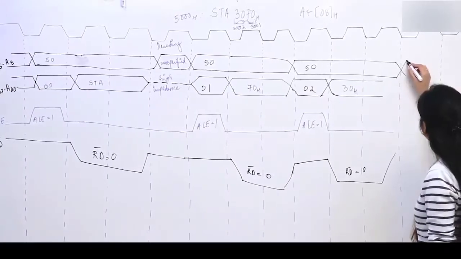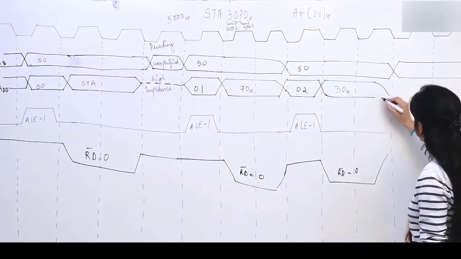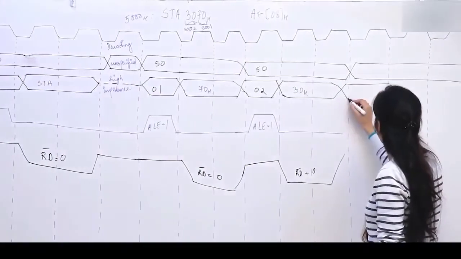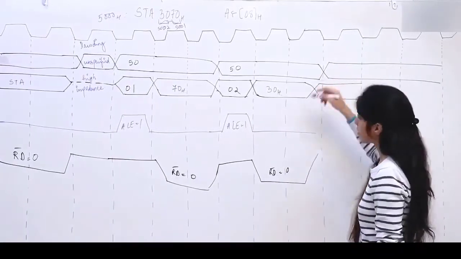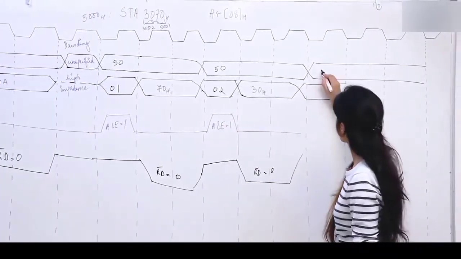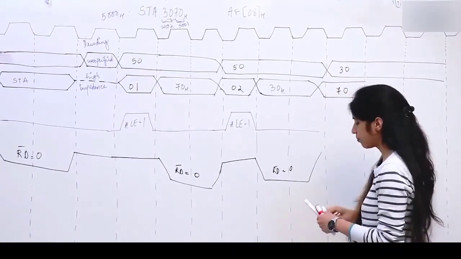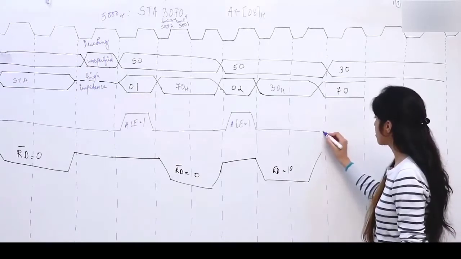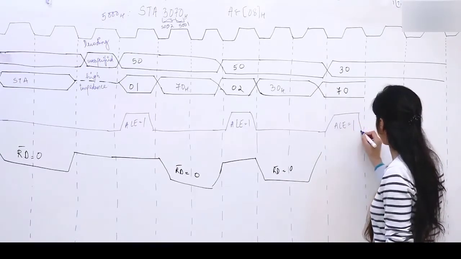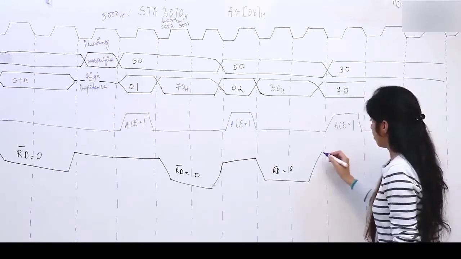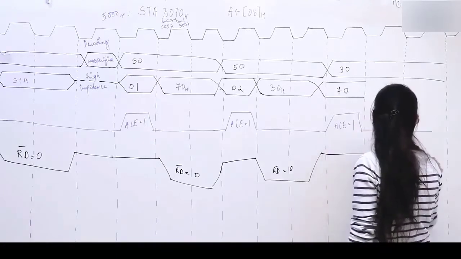The next cycle, here what are going to be the contents of this address lines? The upper bits of the address line are going to hold 30, lower bits are going to hold 70. For this to act as address bus, I am again enabling the address latch enable. Okay, nothing is to be read, so I guess this is going to be high.